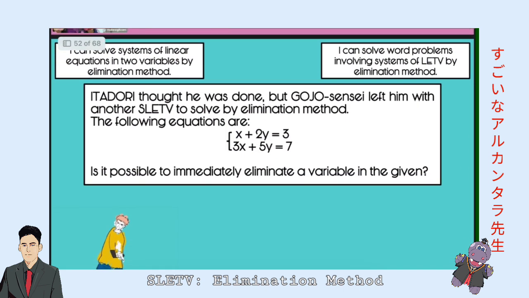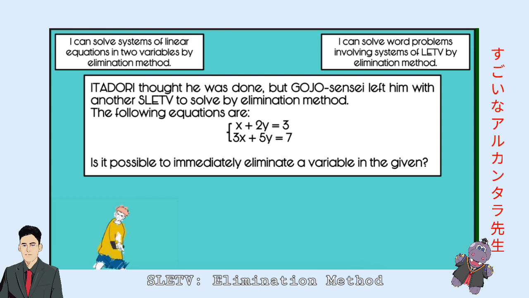This time around, it's going to be a bit different. So this is the challenge part. So Itadori thought he was done, but Gojo Sensei left him with another SLE-TV, a system of linear equations to solve by elimination method. The following equations are x plus 2y equal to 3, 3x plus 5y equal to 7. Is it possible to immediately eliminate a variable in the given?